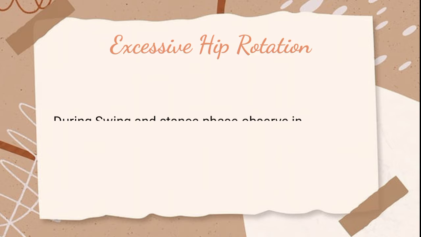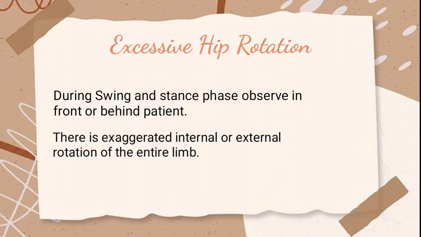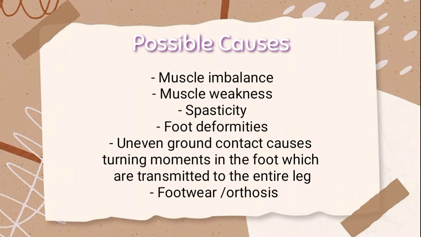Excessive hip rotation. It happens during swing and stance phase. It can be observed from the front or behind of the patient. There is exaggerated internal or external rotation of the entire limb. The possible causes: muscle imbalance, muscle weakness, spasticity, foot deformities, uneven ground contact causing a turning moment in the foot which is transmitted to the entire leg, or maybe footwear or orthosis.